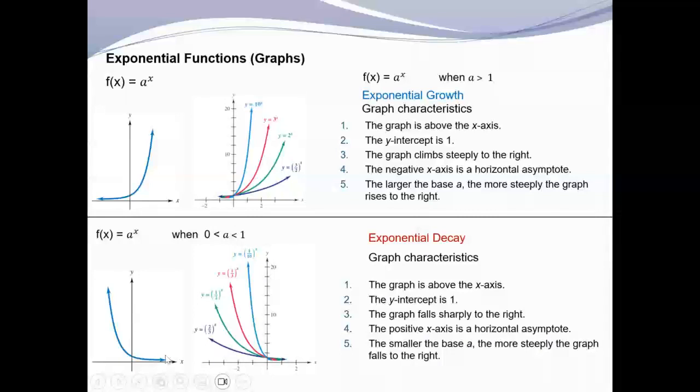The positive x-axis is the horizontal asymptote, right? This is my horizontal asymptote. The smaller the base, the more steeply the graph falls to the right. So, say 2/3 in purple, 1/2, 1/3. The smaller the fraction, the more the graph goes toward the y-axis. See, it goes from 2/3 to 1/2, which is less, and less, so it gets closer and closer to the y-axis. So these are the characteristics.